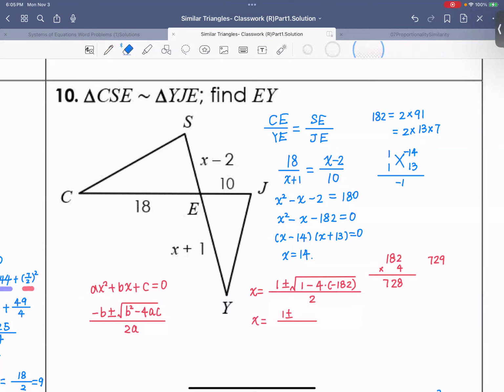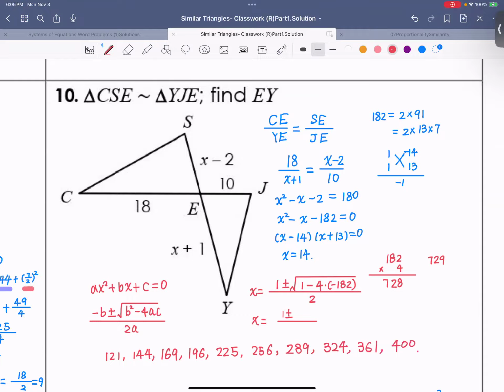121. Okay, keep going. 12 squared is 144. 13 squared is 169. 14 squared is 196. 225. 256. Yes, 17 squared, 289. Yes, perfect. 324. 361. Yes, please clap hands for this hardworking and smart girl, okay?